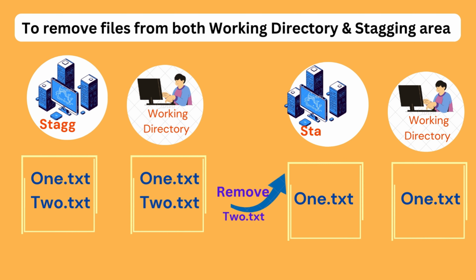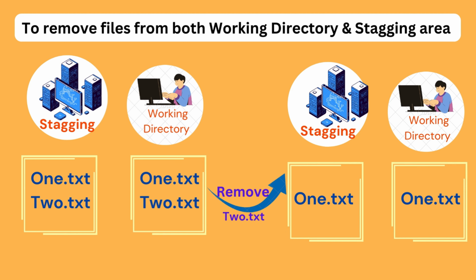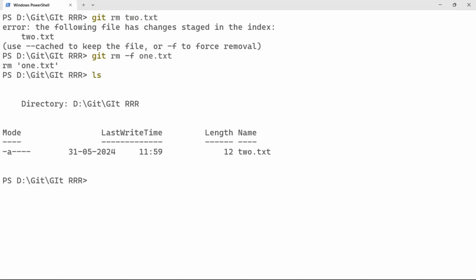Okay, the third scenario is to remove the files from both the working directory as well as the staging area. For this, we will move on to the practical implementation, and the command would be git rm -f, which means forced, and the file name 1.txt. And now if we execute the ls command, you can see that 2.txt is the only file which remains, and also if we execute git ls-files --cached, you can see that in the staging area as well as in the working directory, only the 2.txt file has been displayed. So this is how we can make use of the remove command at the various stages of our Git project.